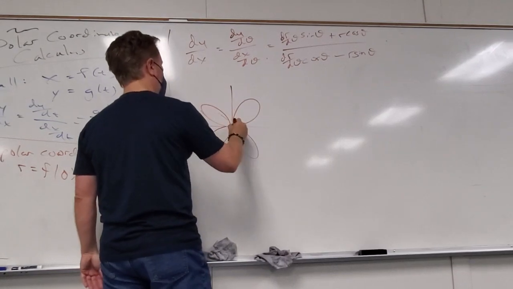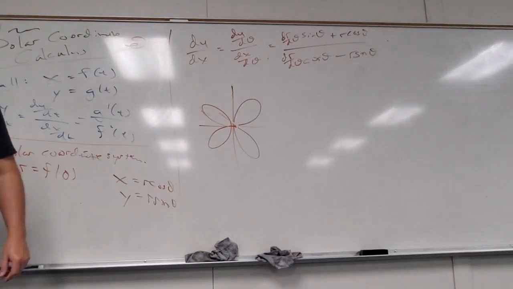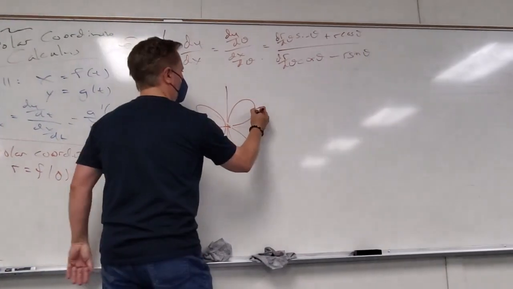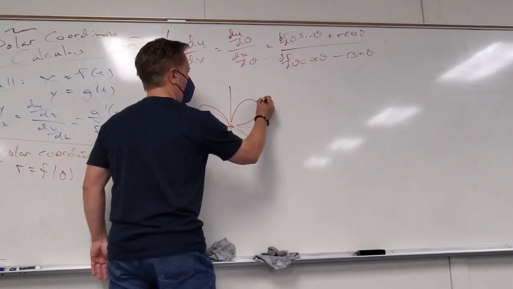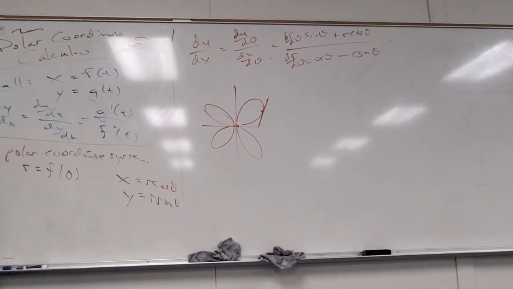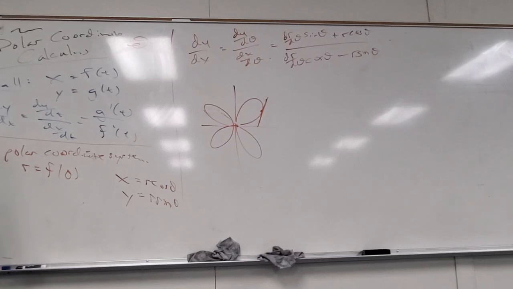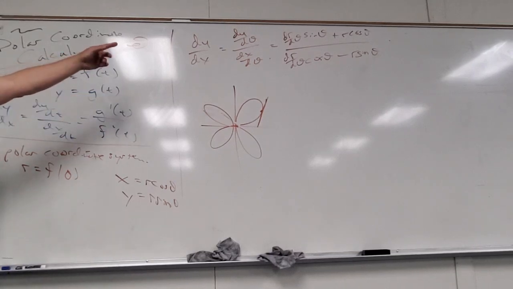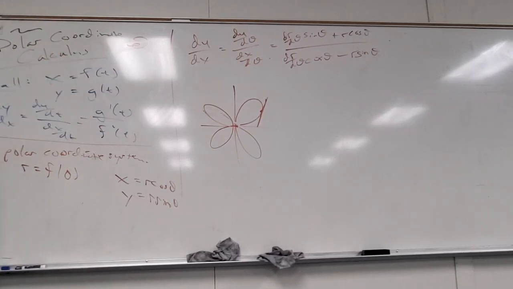There we go, buddy. Right? Pretend like that's what it looked like. And I wanted the slope, I want to know the equation of the tangent line right there. I want to know that tangent line. I would much rather have it defined in rectangular coordinates. So this is how I can actually figure out what dy/dx is.